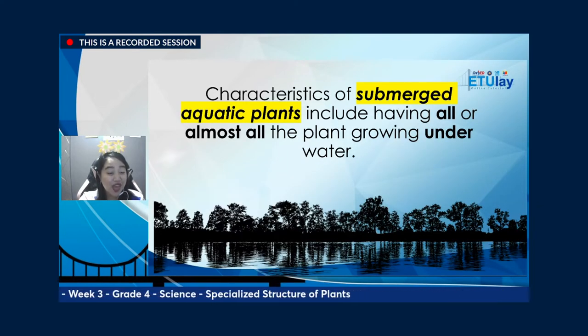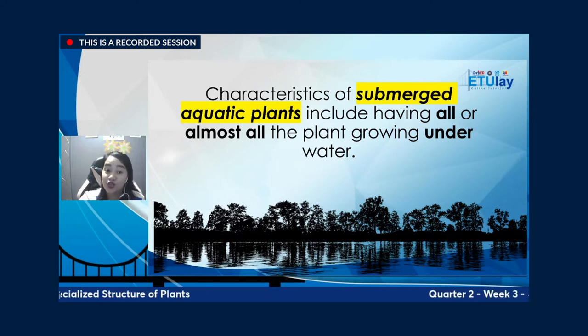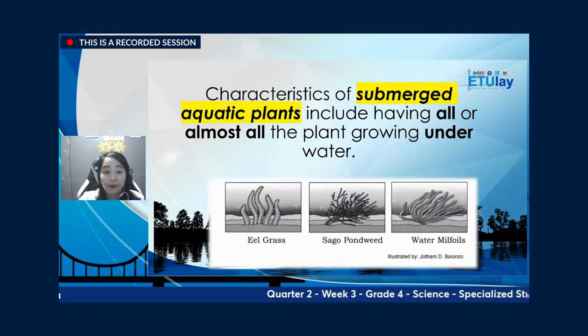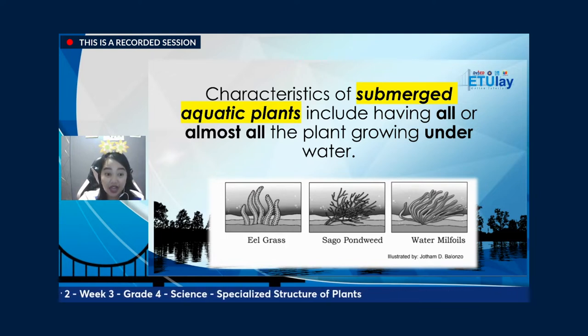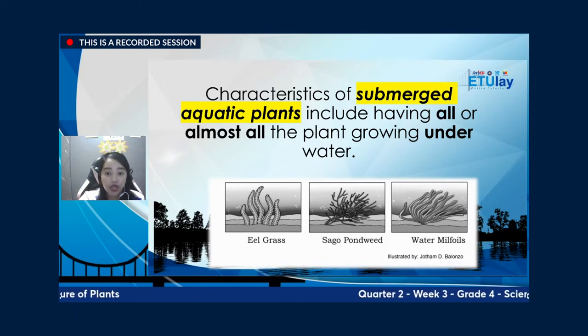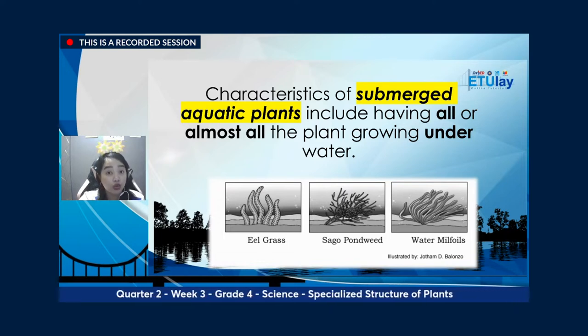First, we have here the characteristic of submerged aquatic plants, which includes having all or almost all of the plant growing underwater. Examples are eelgrass, sago pondweed, and water milfoils. If you can observe here in the examples given of submerged aquatic plants, these plants live and are rooted greatly on the waterbed.